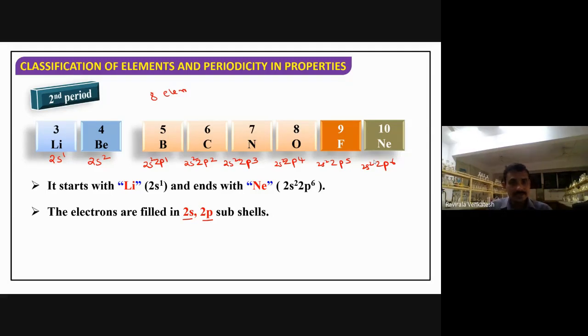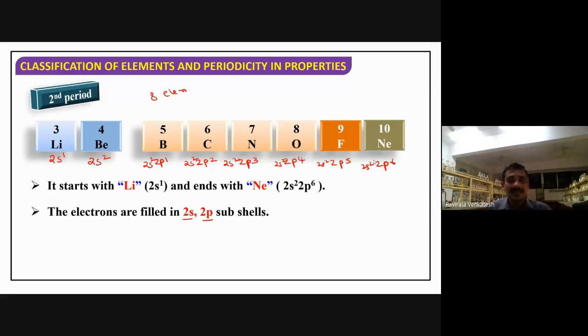8 elements are there in the second period. All of you listen carefully. In second period, 8 elements are there. What are they? Lithium, beryllium, boron, carbon, nitrogen, oxygen, fluorine, neon. Atomic numbers from 3 to 10. Electronic configuration: 2s1, 2s2, 2s2 2p1, 2s2 2p2, 2s2 2p3, 2s2 2p4, 2s2 2p5, 2s2 2p6.